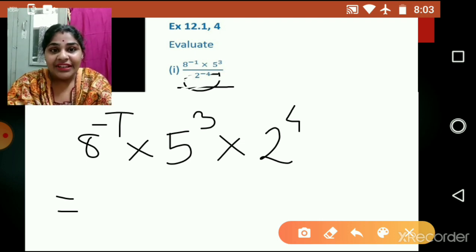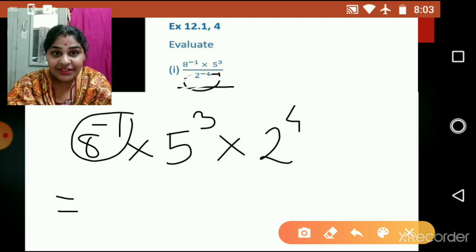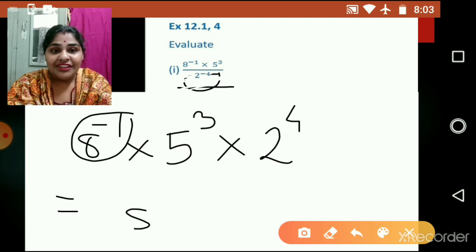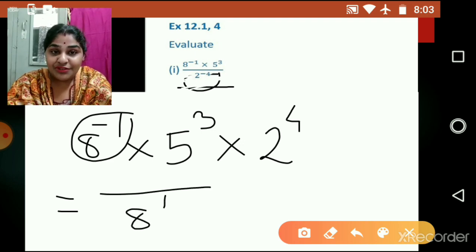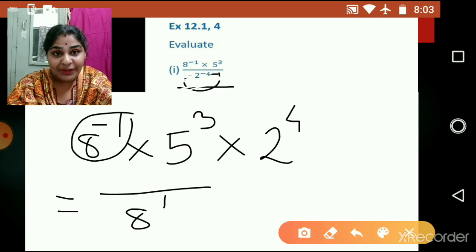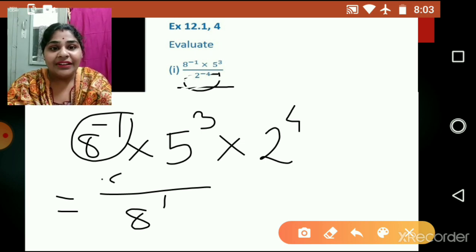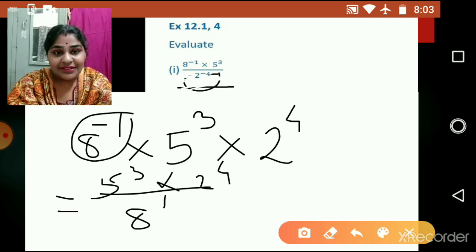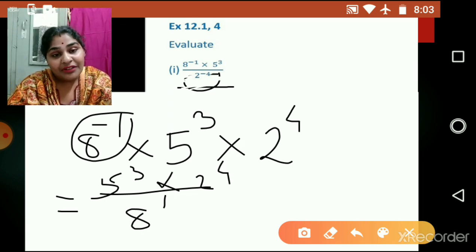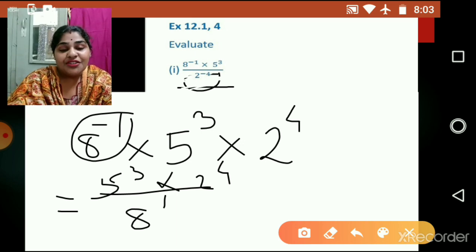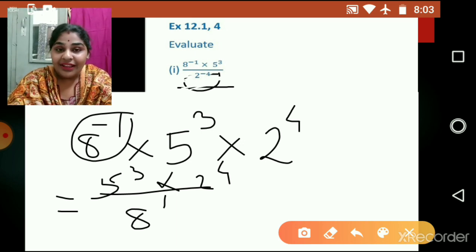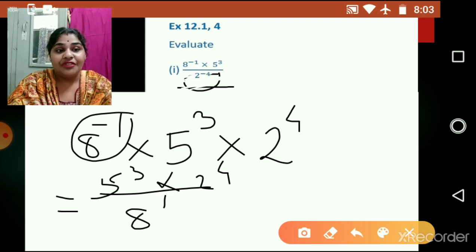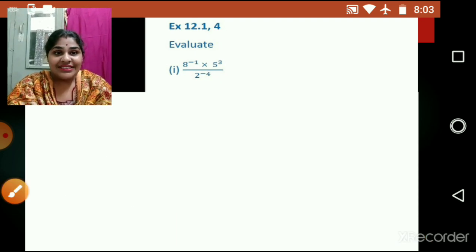So again here I see the exponent is negative. I'll write it in the denominator, that is 8 raised to 1. Right, a raised to minus m is equal to 1 upon a raised to m. And in the numerator, 5 raised to 3 multiplied by 2 raised to 4 as it is. And now write down 5 cube and 2 raised to 4 divided by 8 and then the final answer after solving that. So let us see, children.